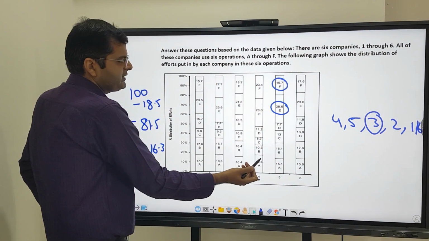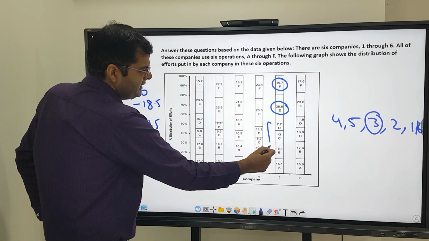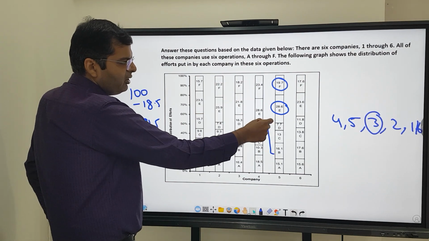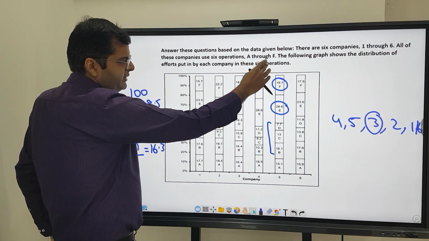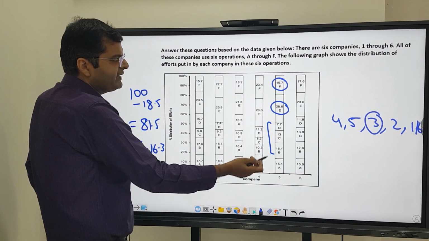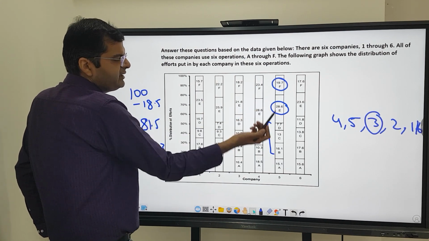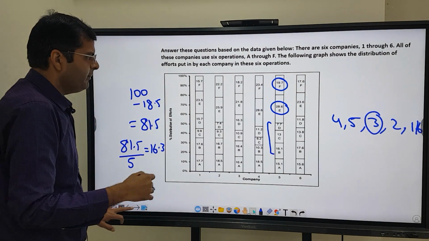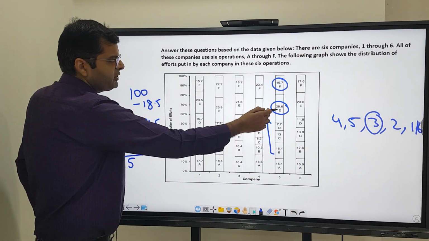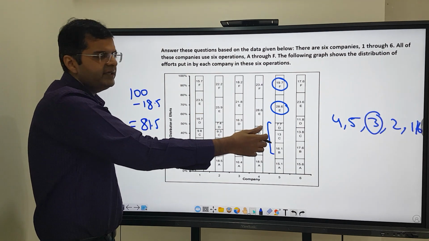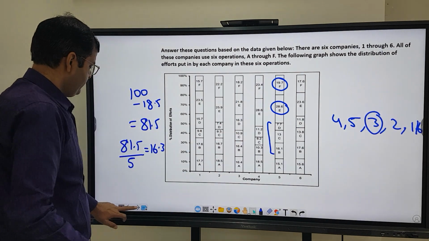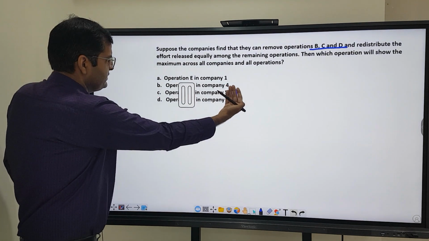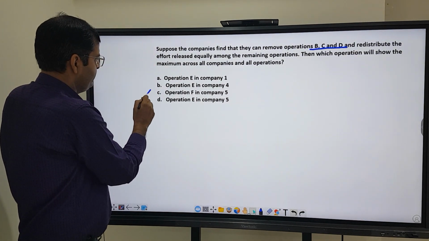Company 5, operation E right now is 28.6. Operation F is 19.7. If I redistribute B, C, D, which is 16.1 plus 13 plus 7.7, I add all these three and redistribute it among them. E and F will each get the same amount of addition, but E starts with 28.6, so E has to be greater than F. That means F is not the right answer for sure. So F has gone away.